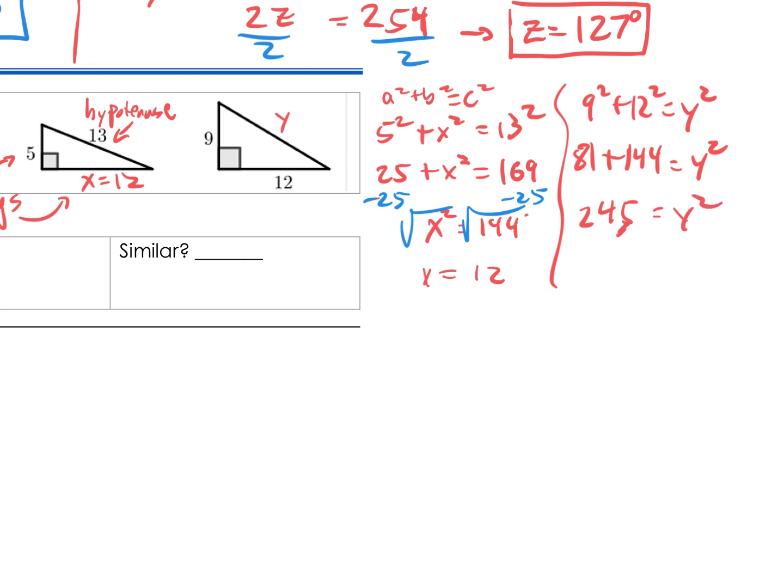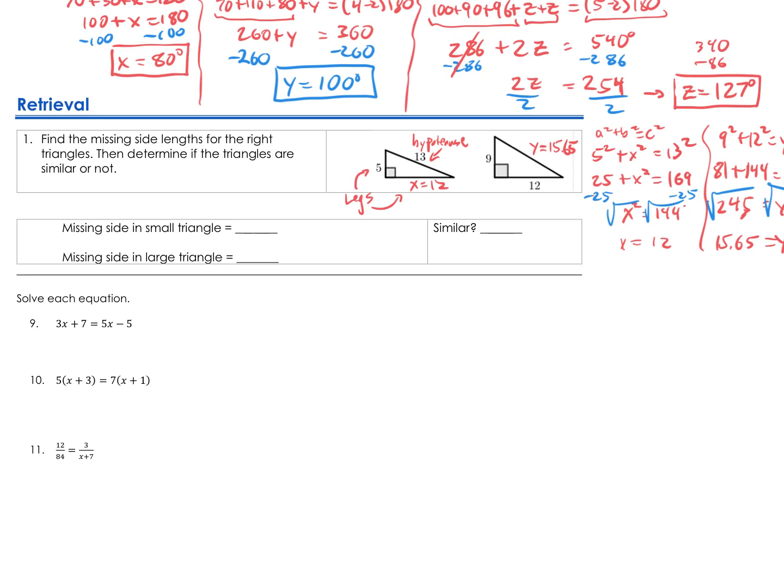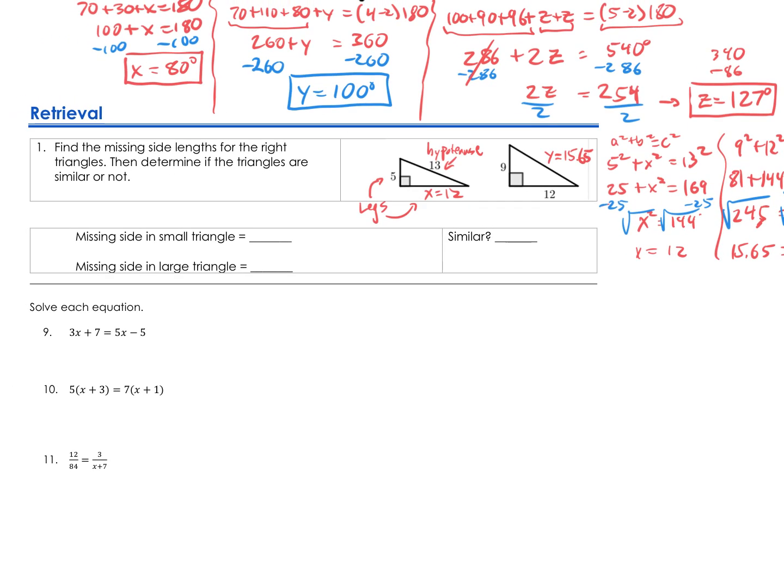All right. And if we square root that, the opposite of squaring is square root, we're going to get the square root of 245, which is 15.65. Now the question is, are they similar? Well, we've got 3 sides. So let's find, we've got some answer blanks here. We got 12 for that missing side there and 15.65.